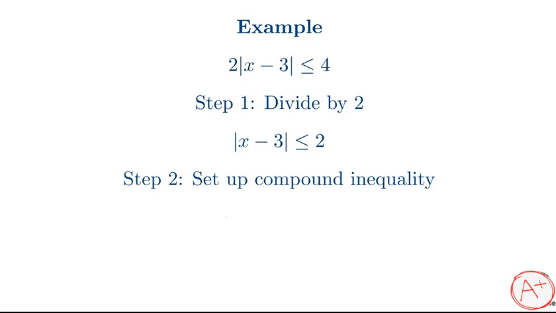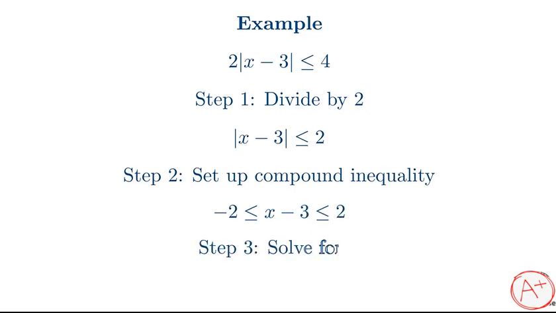Since this is a less than or equal to inequality, we use our algebraic rule to trap the expression x minus 3 between negative 2 and positive 2. Finally, we add 3 to every part of the inequality to isolate x. This gives us our final solution. X must be between 1 and 5, inclusive.